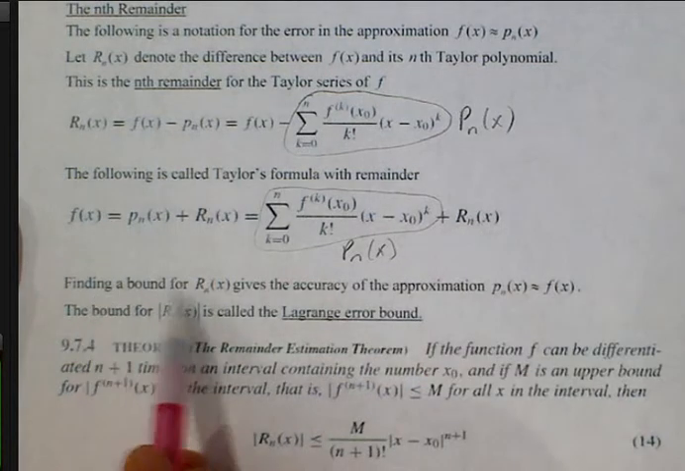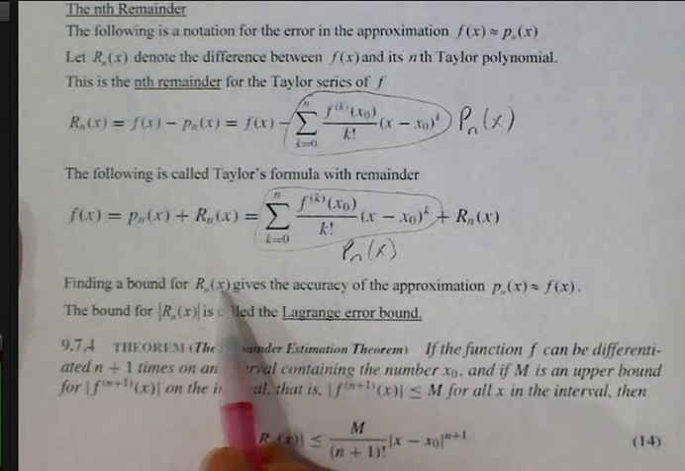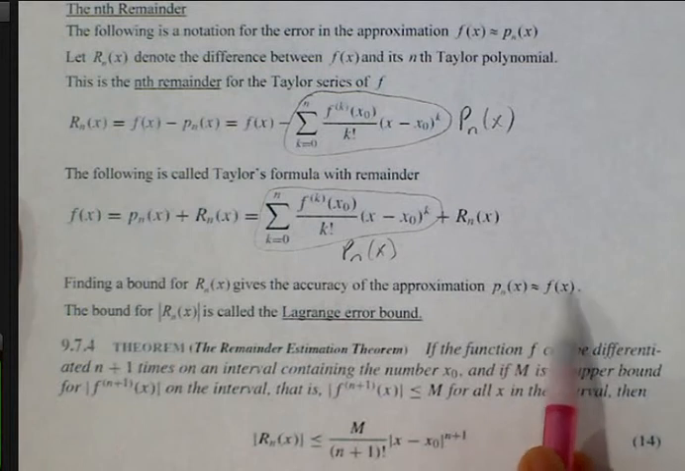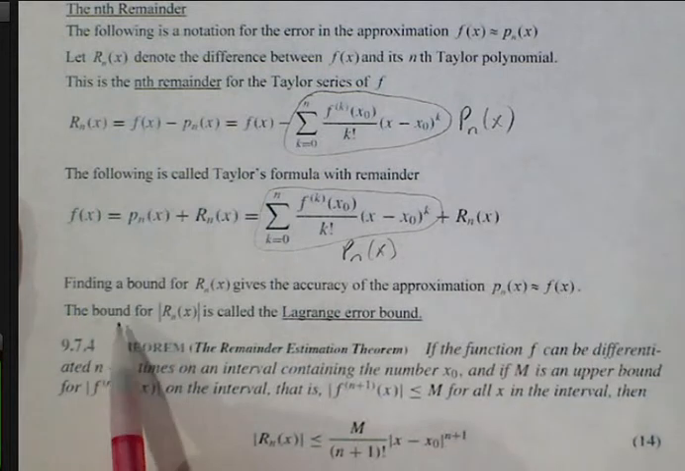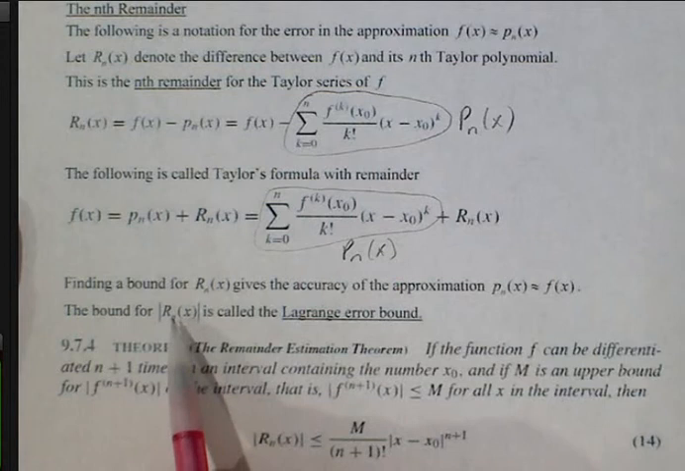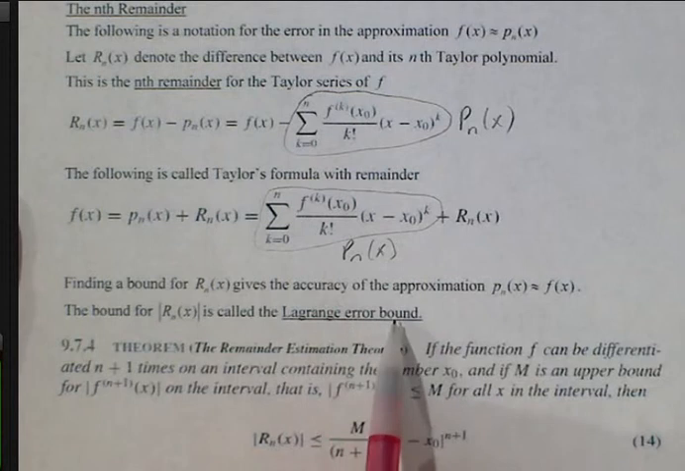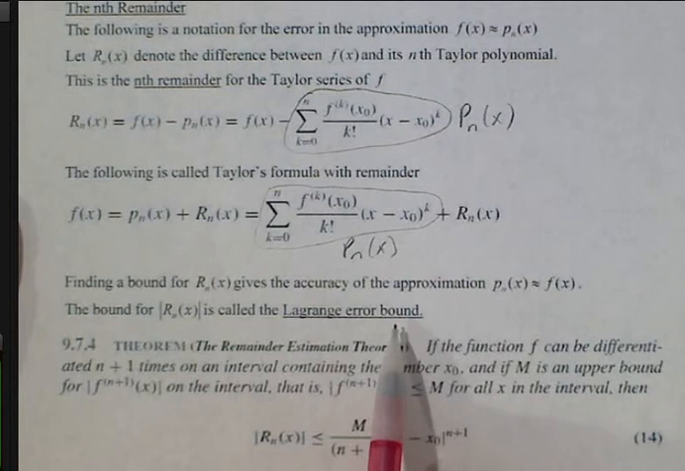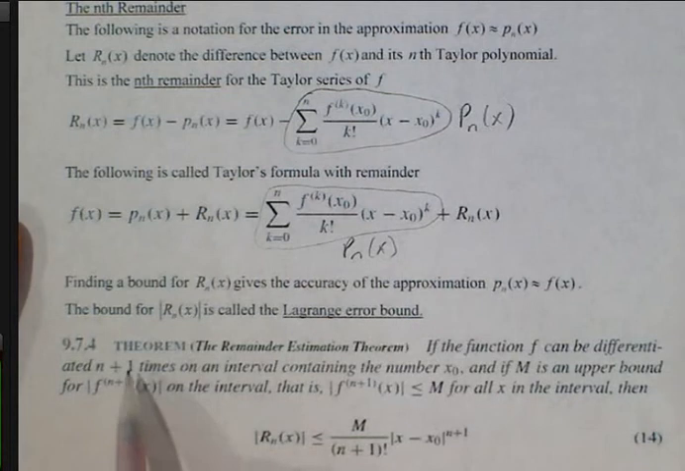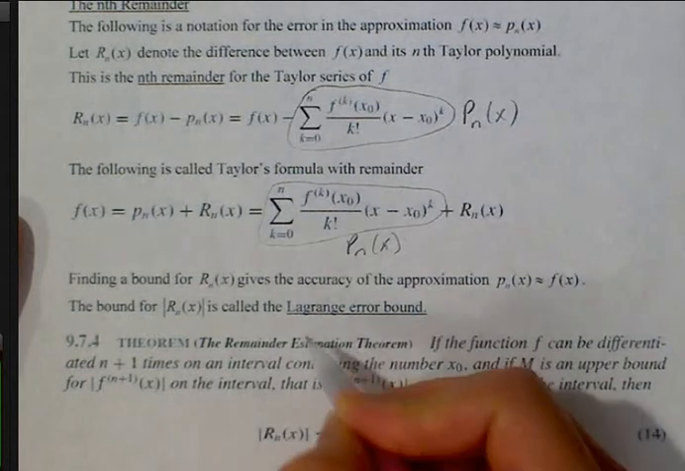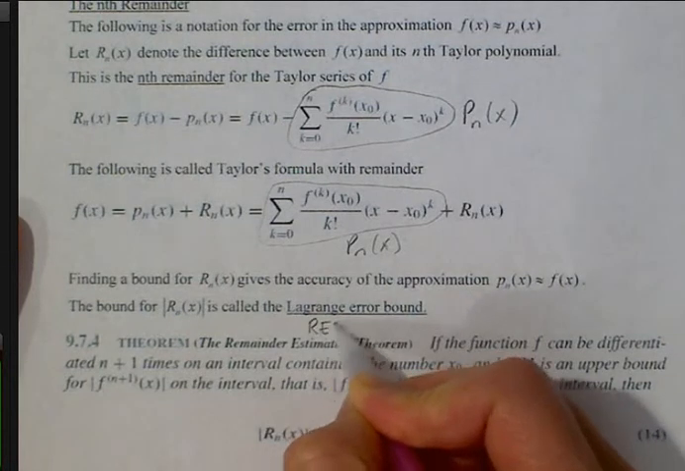Finding a bound for r sub n of x gives the accuracy of the approximation of the Taylor polynomial with the original function. The bound for the absolute value of r sub n of x is called the Lagrange error bound. And this is named after a mathematician named Joseph Lagrange, and he is both Italian and French. So here's the theorem, and this is called the remainder estimation theorem. I'm going to abbreviate it as RET, Remainder Estimation Theorem.